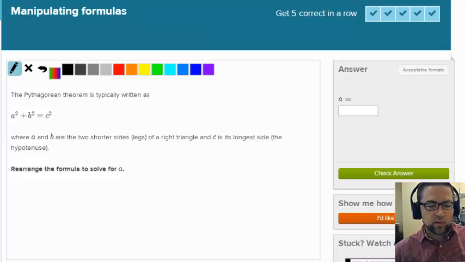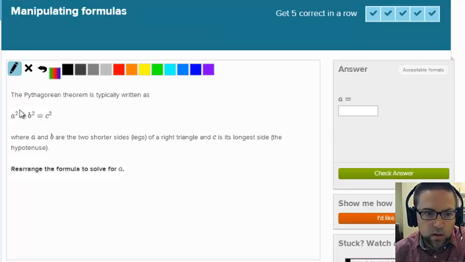Okay, we're looking here at manipulating formulas, and we're going to do this Khan Academy module here. So let's just jump into it. The Pythagorean theorem is typically written as a squared plus b squared equals c squared, where a and b are the two shorter legs of a right triangle and c is the longest side, the hypotenuse. Rearrange the formula to solve for a.